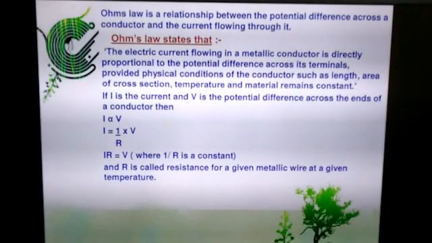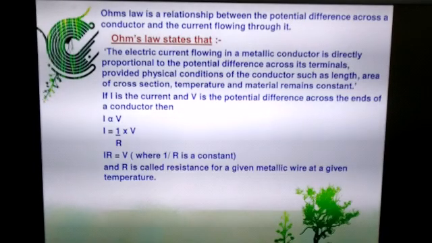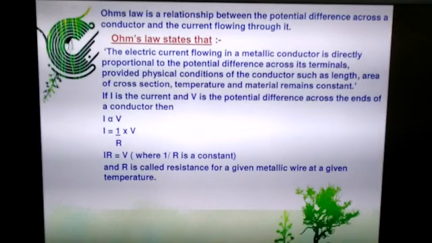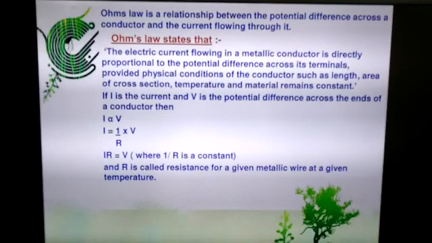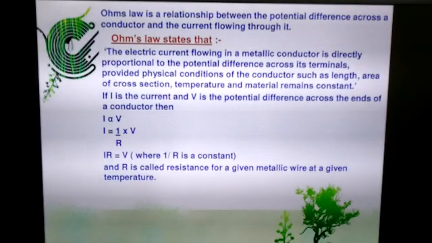conductor should be constant. That means suppose you have two conductors, then these two conductors for which you will take the reading for I and V should have the same length, same cross sectional area, they should be at the same temperature and they should be made up of the same material. So what is the statement of Ohm's law?